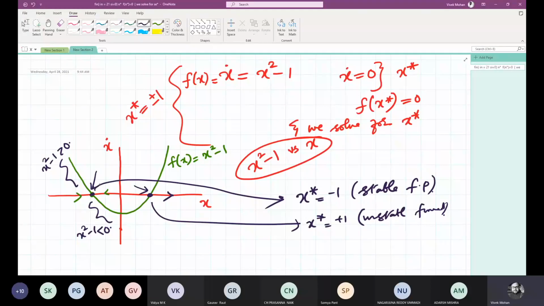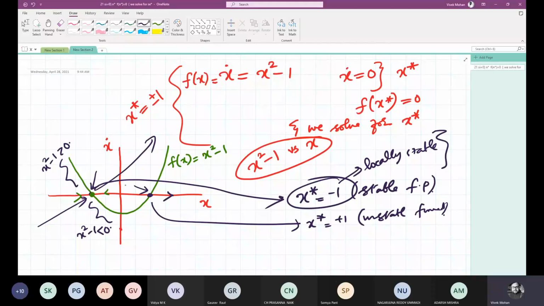Now, to emphasize the aspect of stability, we sometimes term x star equals minus 1 as a locally stable point. Why are we terming it a locally stable point? Because we confine our analysis to small disturbances. From x star equals minus 1, if we give a very large disturbance, it may go to another operating point. So this is valid only if the disturbances are small. To show that, we call it a locally stable point.